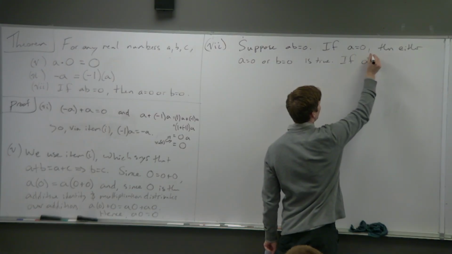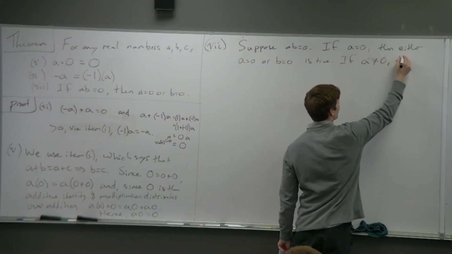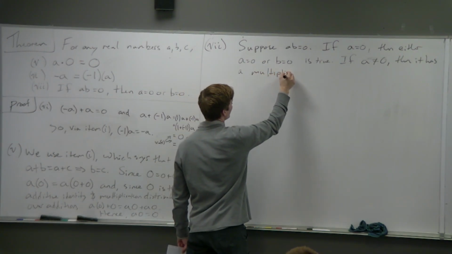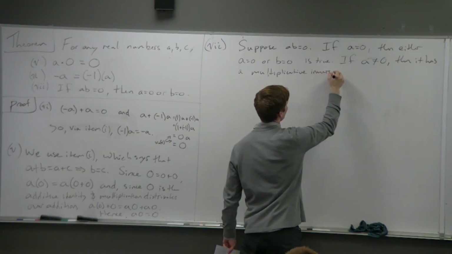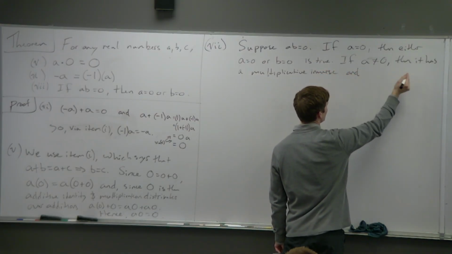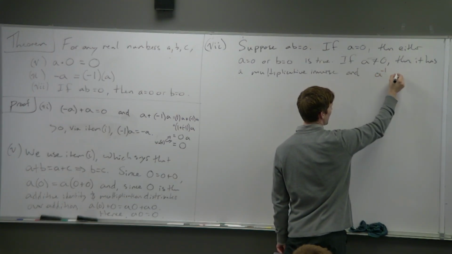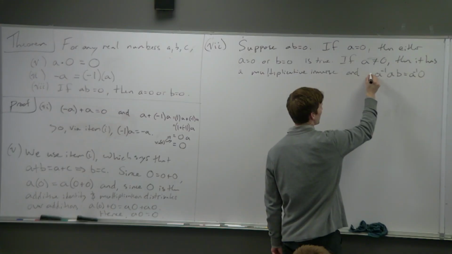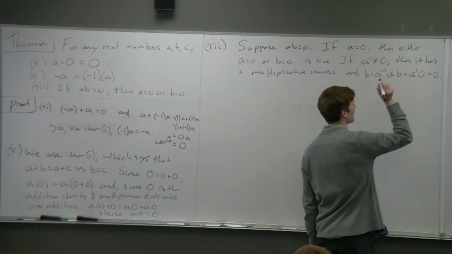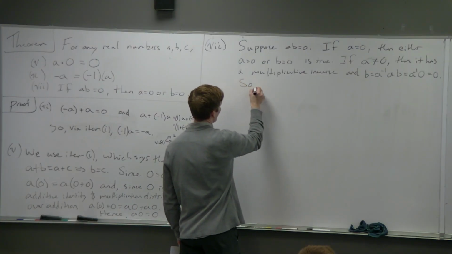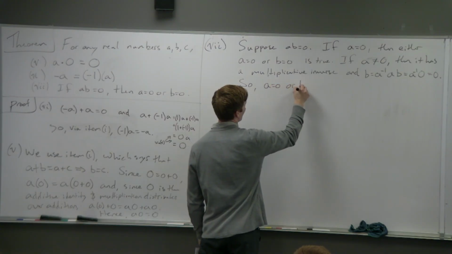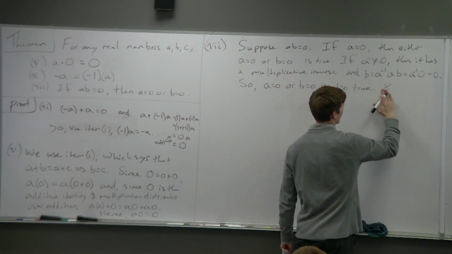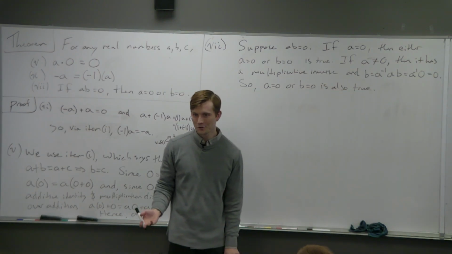If A is not equal to 0, then it has a multiplicative inverse, and a to the minus 1, a, b, equals a to the minus 1 times 0. But this just says b is equal to 0. So the result is true even when a is not 0.